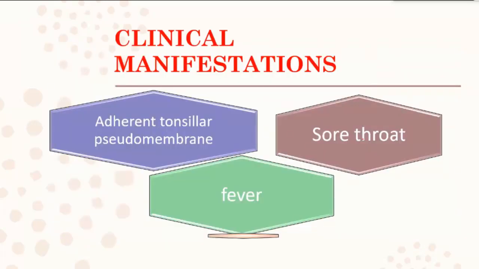So what about the clinical manifestation of diphtheria? The most important one is sore throat. It's a very common initial symptom of diphtheria. Fever, very common, and adherent tonsillar pseudomembrane. So this is the triad of diphtheria. Severe sore throat, toxicity, fever, malaise, fatigue, and extensive tonsillar membranes or pseudomembranes.